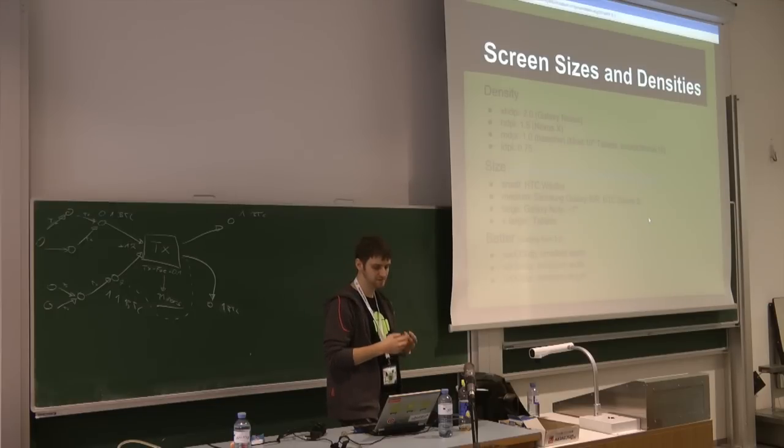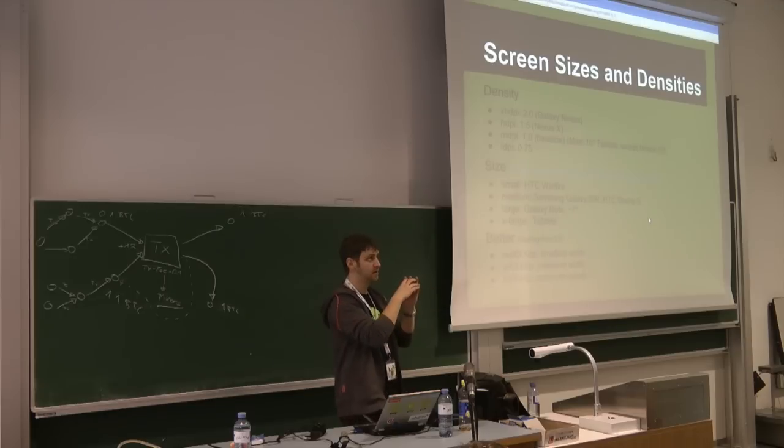And then there is the HDPI, which means it has one and a half times the density, so many dots per inch. And XHDPI is twice that. That's, for instance, the Galaxy Nexus. And if you compare it to the iPhone, that's the Retina display. That's 300 something. So if you have drawables, then the device will automatically convert the image to the resolution of the device, so to the density of the device.